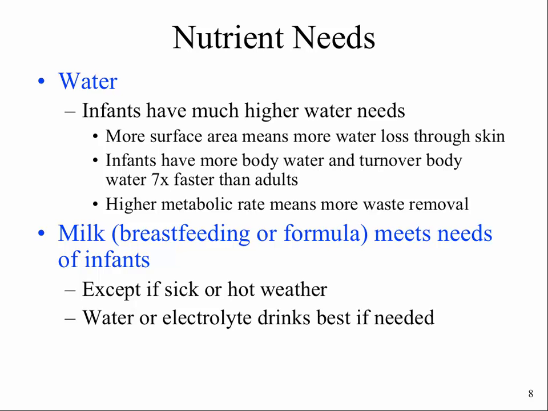But people make this mistake all the time of saying, oh, it's hot out, I'm going to give my kid some juice, or I'm going to give him some water, or something like that. You really want to avoid that unless under doctor's orders. Usually if it's super hot and they become dehydrated, then what they'll do is give them electrolytes. So it's kind of like Gatorade for kids. It brings their electrolytes back up to speed.